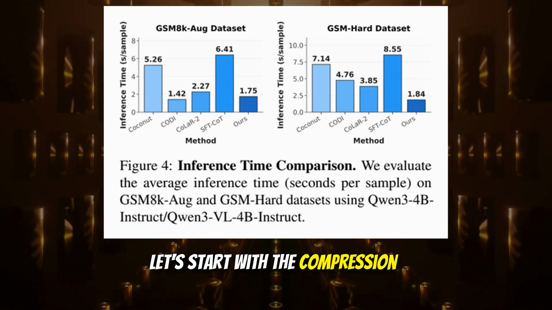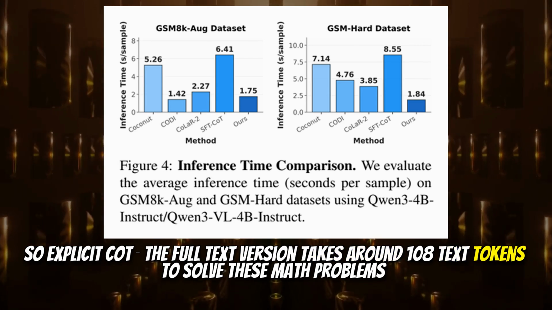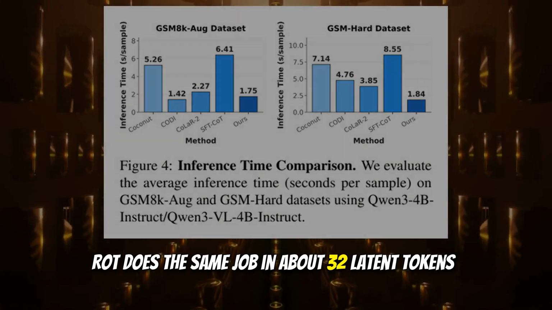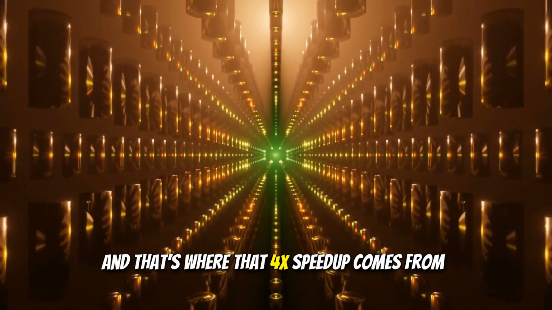Let's start with the compression. Okay, so explicit CoT, the full text version, takes around 108 text tokens to solve these math problems. ROT does the same job in about 32 latent tokens. So that's almost a 4 times compression. It is, and that's where that 4x speedup comes from.